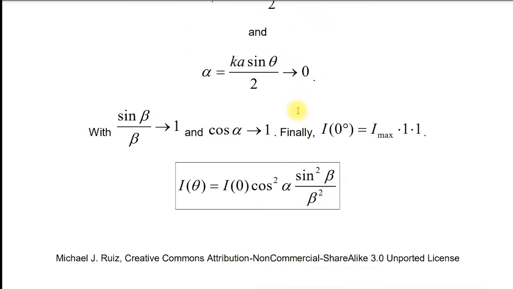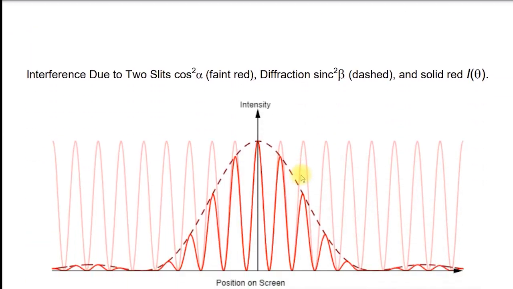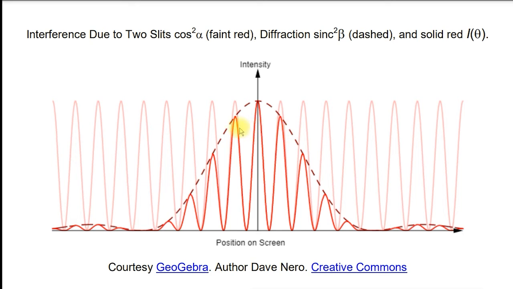Okay, and there we go. Oh, this is for the two slits. So you want to understand this and how the interplay between the two. And this diagram is very nice. It shows you the faint one back here is the cosine squared term factor, and then this dotted one is your sine squared beta over beta squared, and then the solid red one is like the answer.